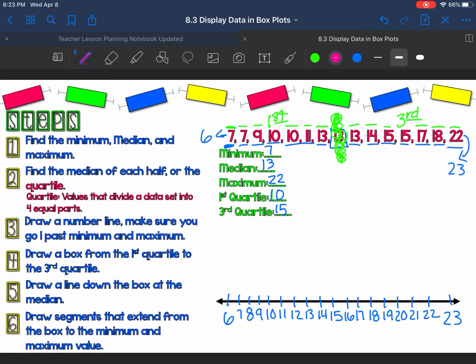I want to draw a box from my first quartile to my third. Something I find helpful is to find my median, my first quartile, and my third quartile on my graph and draw a line at each. This helps me when I'm making my box to make sure I don't go past it or go too short. So now that I have my 3 lines, my median, my first, and my third quartile, I'm going to go ahead and draw a box from the first quartile to the third.